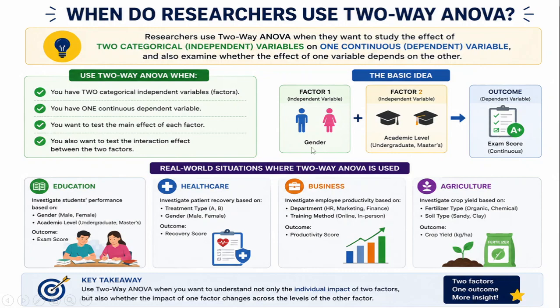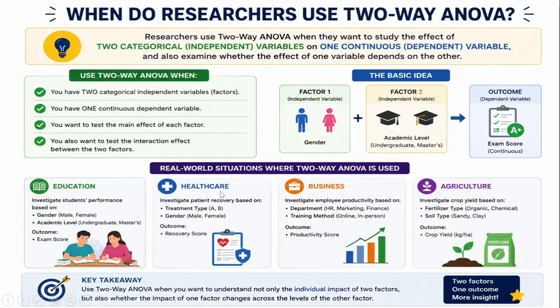So in real world situation where we use this one, we have education, investigate students' performance based on gender, and the gender could be male and then female. So these are the levels. And then academic level, we have undergrad, masters, and then the outcome is just about their scores, how they perform. The performance is about their scores.